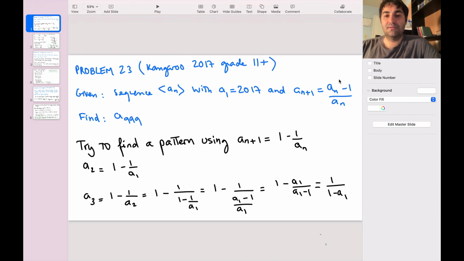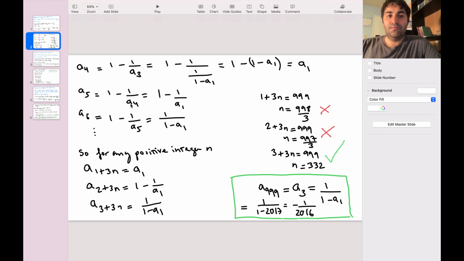Let's simplify the recurrence equation as a_{n+1} equals 1 minus 1 over a_n. So a_2 equals 1 minus 1 over a_1. a_3 equals 1 minus 1 over a_2. We know a_2 equals 1 minus 1 over a_1, so if I plug this in and simplify, I get a_3 equals 1 divided by 1 minus a_1. a_4 equals 1 minus 1 over a_3, equals 1 minus 1 divided by 1 over 1 minus a_1, and if I simplify that, I get a_4 is equal to a_1, and then we get the cycling, right?